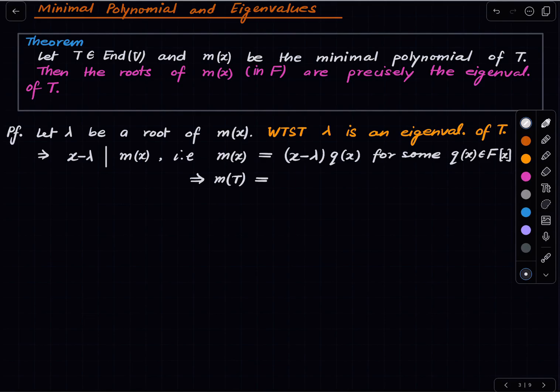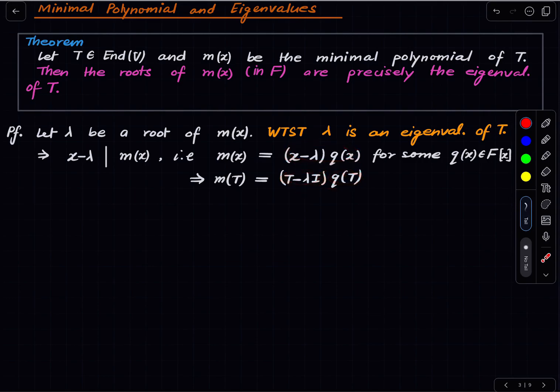that m(t) is (t minus lambda I) q(t). Why is this implication? Well, as we saw, evaluation, I shouldn't say evaluation, but you have m(x) as the product of two polynomials. We replace x by t on both sides. Of course, we will get equality, but when you replace x by t in this polynomial, you may do it individually and then you compose.